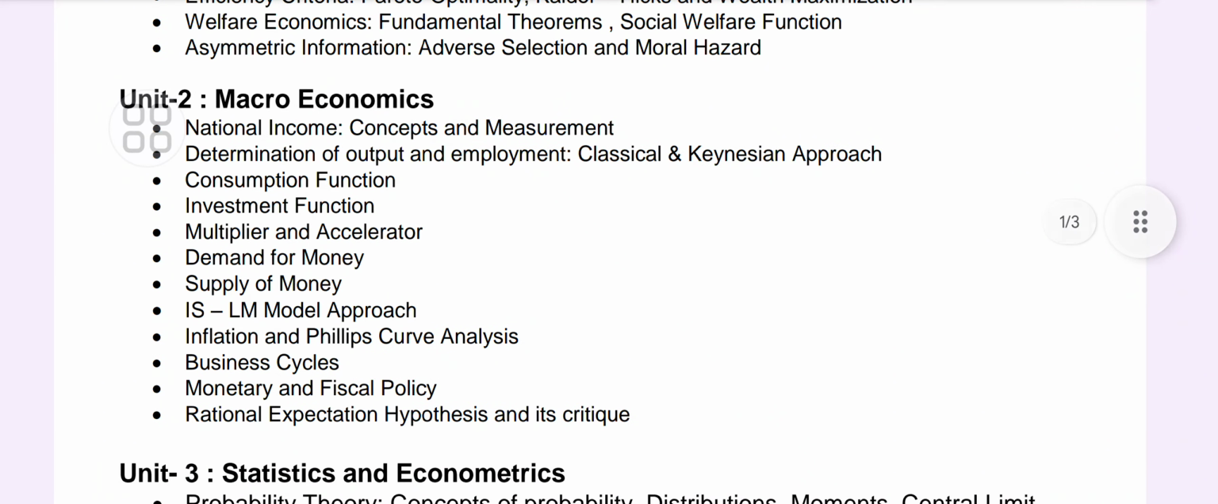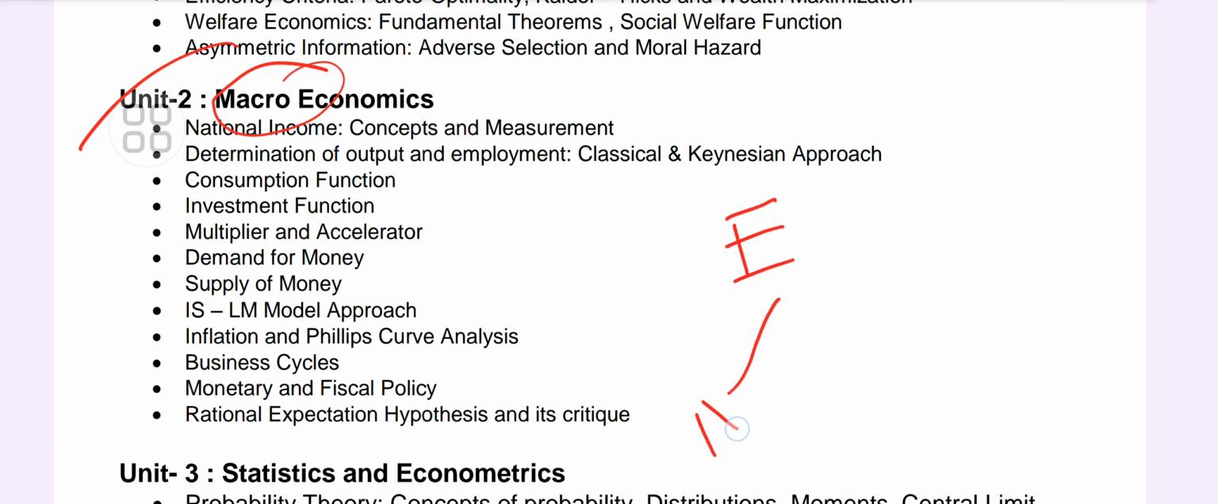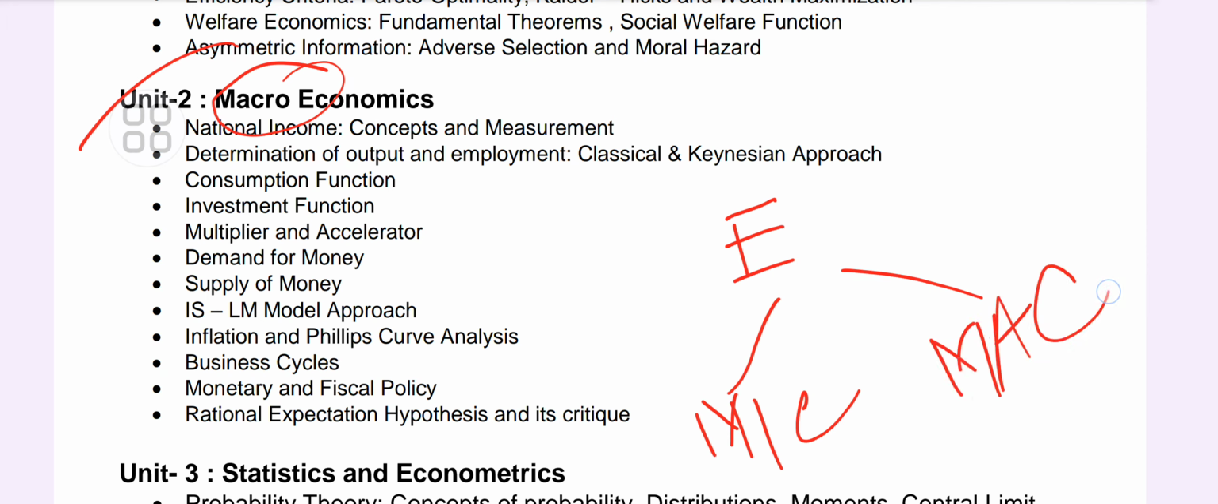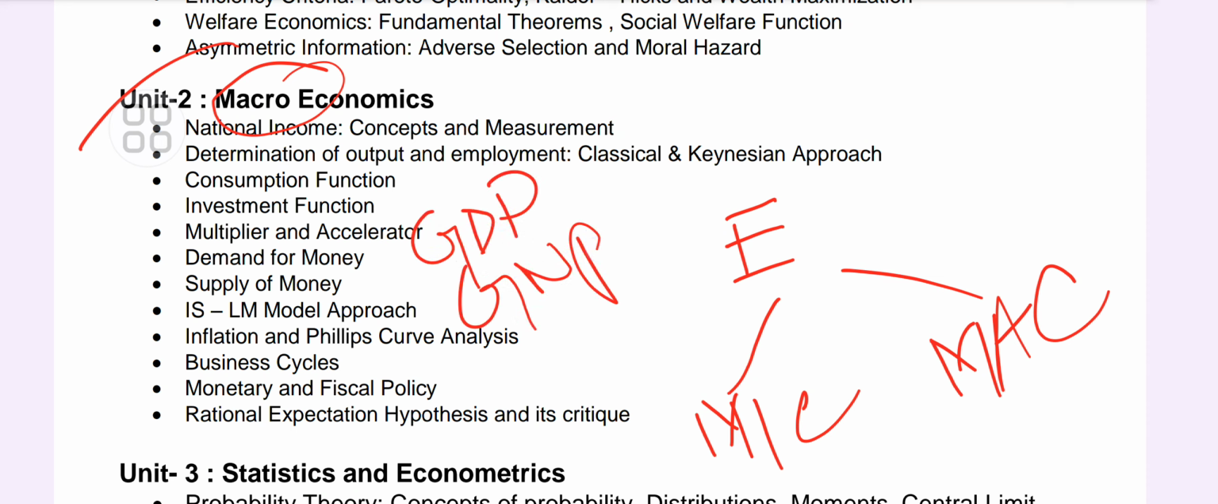Okay, now the next chapter is macroeconomics, the macro level, because economics is divided into two parts, micro and macro. Now national income, Y = C + I + G + X, all those GDP, GNP measures will be there. Consumption function, investment function, multiplier, accelerator, demand for money, supply of money will be there.